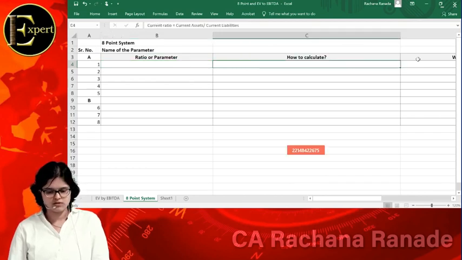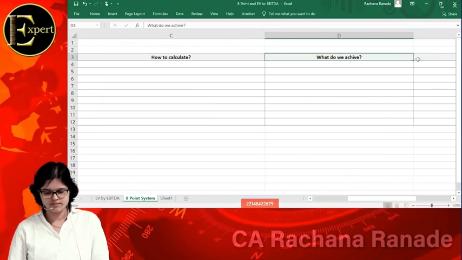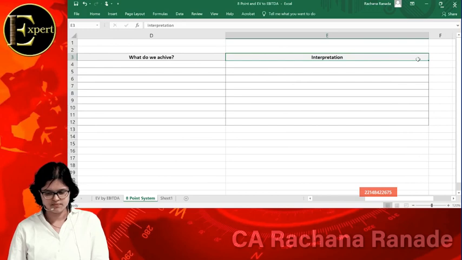So ratio is ratio or parameter, then how to calculate, what do we achieve, and interpretation.